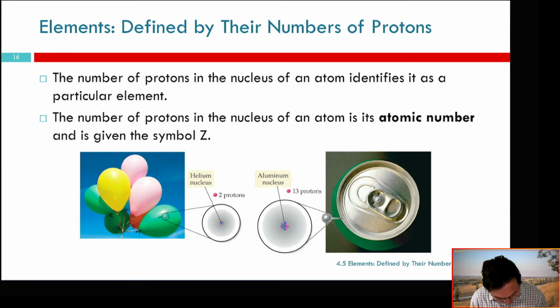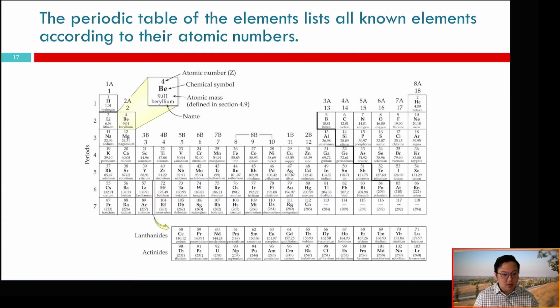So when we talk about atoms, you might then ask, well, what makes one atom different from another? And really the thing that determines the properties of an atom is the number of protons. And so the number of protons is what we use to identify them. The number of protons in the nucleus of an atom is its atomic number. It's given by the symbol Z. So for helium, the atomic number Z for helium would be 2, and the atomic number Z for aluminum would be 13. But we'll do more of that.